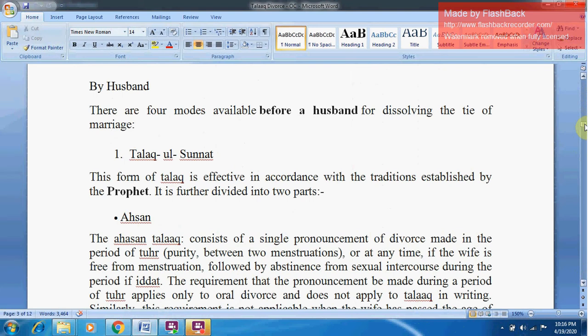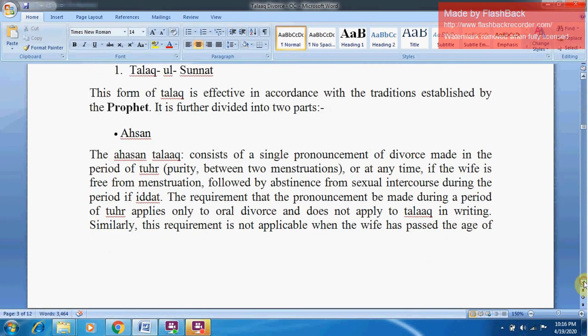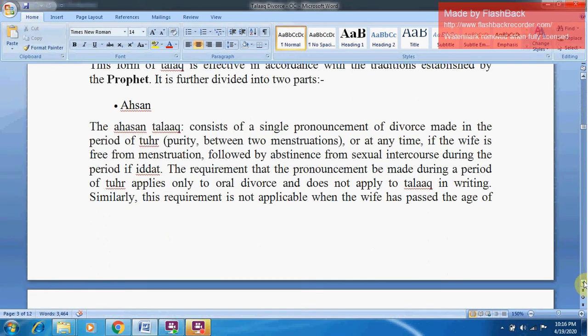This form of talaq is effective in accordance with the tradition established by the Prophet. It is further divided into two parts, and one is talaqul ahsan. Ahsan talaq consists of a single pronouncement of divorce made in the period of tuhr. Here tuhr means purity period. The purity between the two menstruations is called tuhr, T-U-H-R. Pronounce it the way that you want, but the spelling is T-U-H-R.